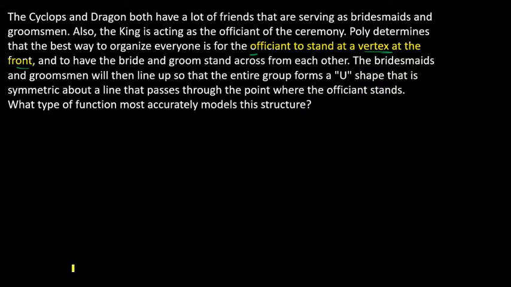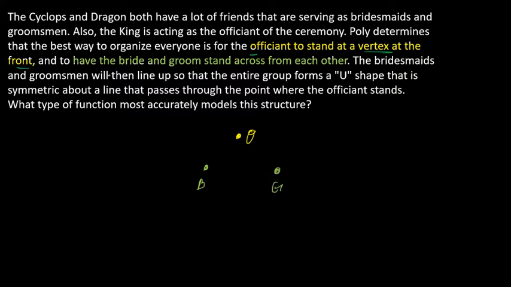So we need to draw this and then figure out what sort of function family it looks like. I highlighted the first bit, which is that the officiant is supposed to stand at a vertex at the front. So I'm just going to draw the officiant right here, and label this O for officiant. And then it mentions the bride and groom. To have the bride and groom stand across from each other. So it's not super specific, right? But I can draw them standing across from each other. So maybe the bride is here and maybe the groom is here.